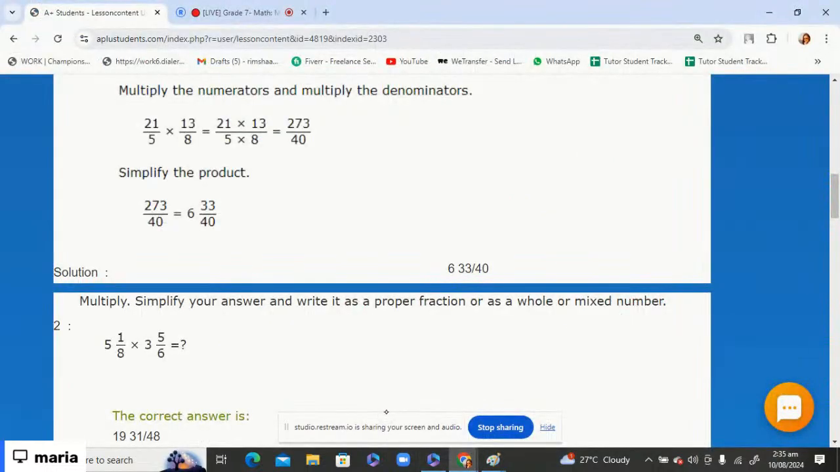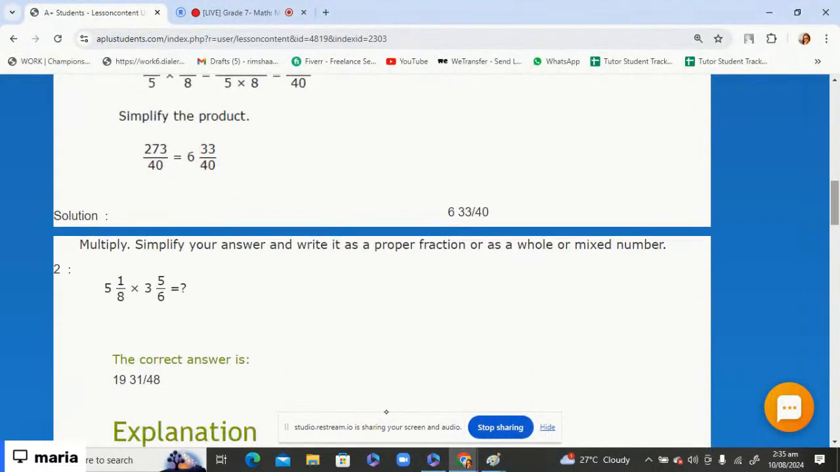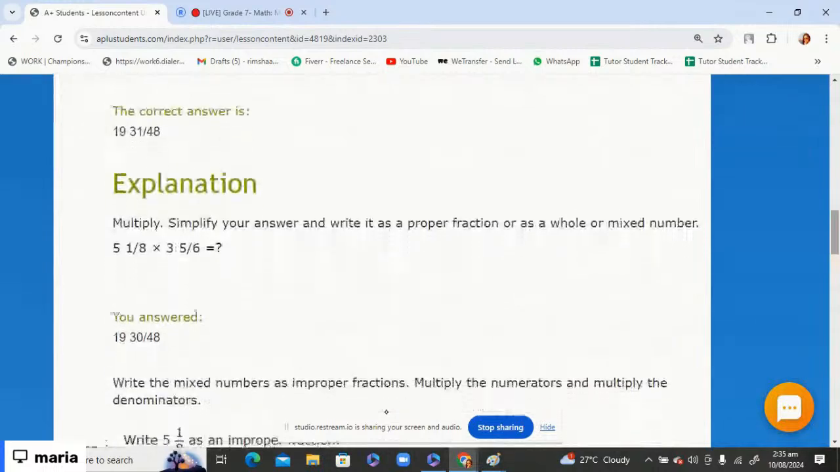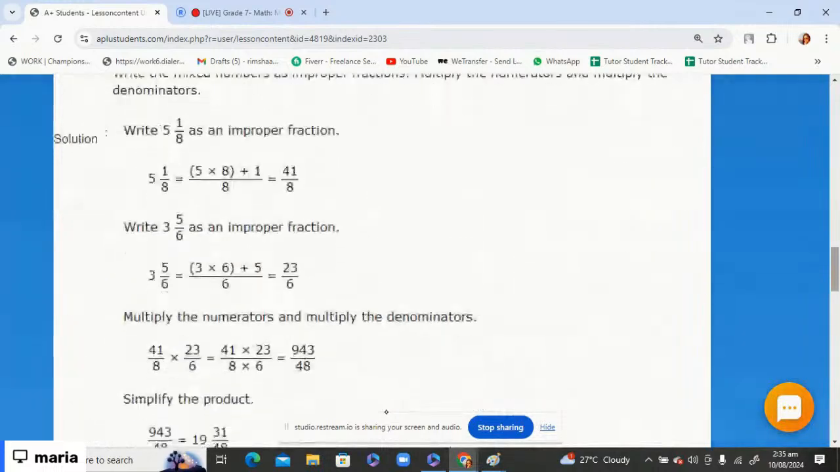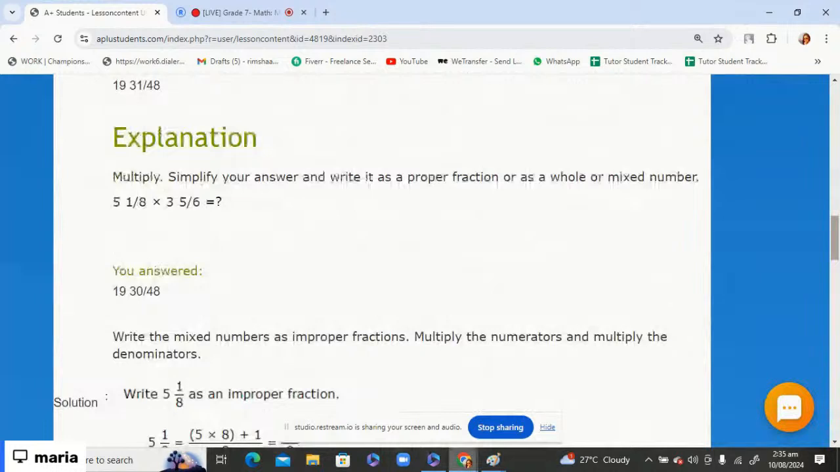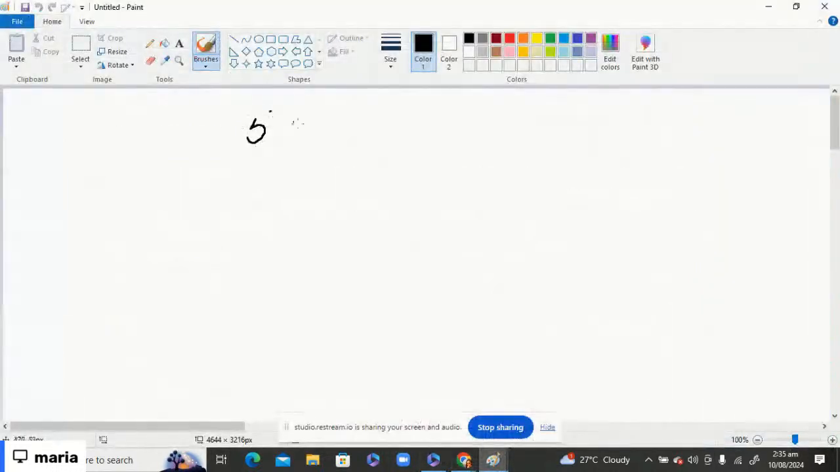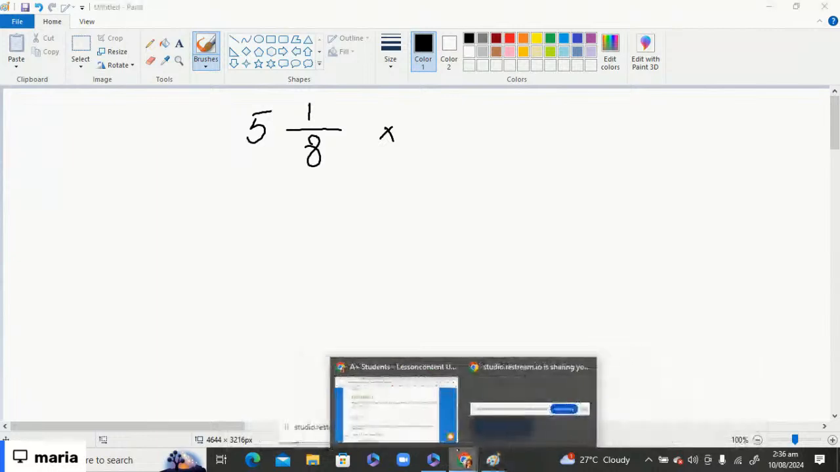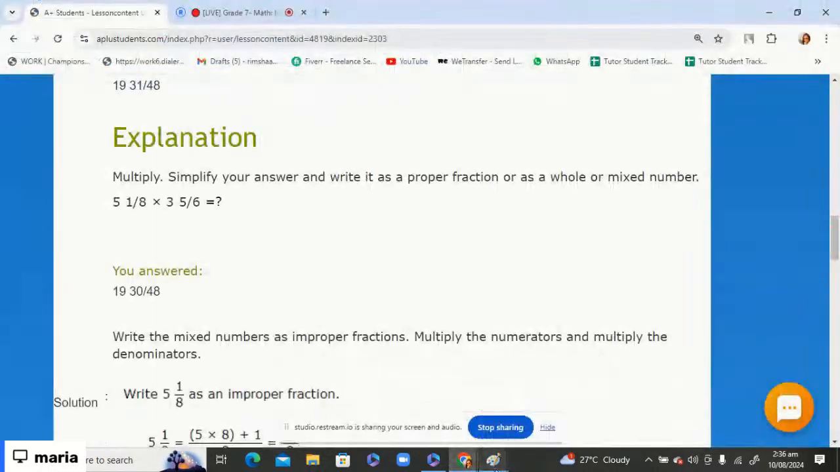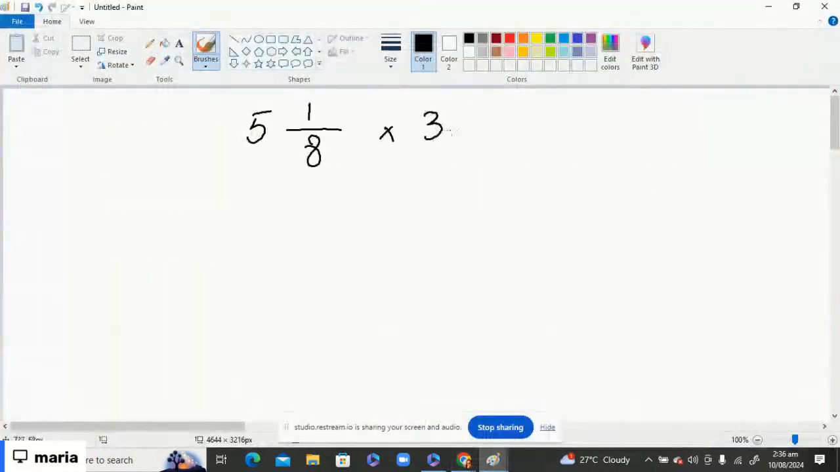Let's do one more question. 5 into 1 by 8 times 3 into 5 by 6. 5 into 1 by 8, and then 3 into 5 by 6.